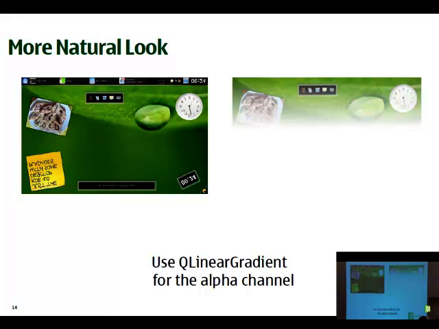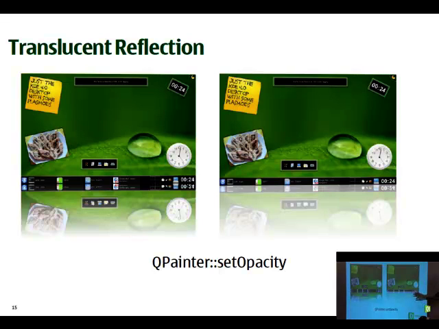Now you have the alpha channel. We can try to, say, reduce the opacity of the image. So if you compare here on the left side and the right side, the reflection is more transparent than the one on the left side. The trick to do that is, again, we just use the setOpacity function in the QPainter class. So here the opacity will be 1. On the right side the opacity will be less than 1.